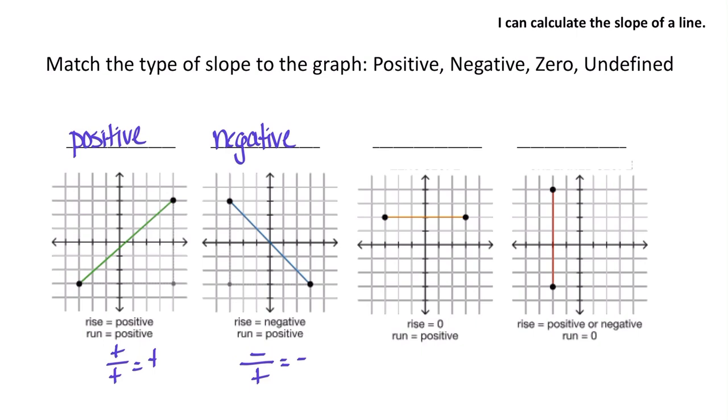Here it tells me that the rise is 0 and that the run is positive. 0 divided by any number is going to be 0, so this will have 0 slope. In this last example, it says the rise is positive or negative, so the rise is plus or minus, and the run is 0. Well, we cannot divide any number by 0, so this is going to be an undefined slope.